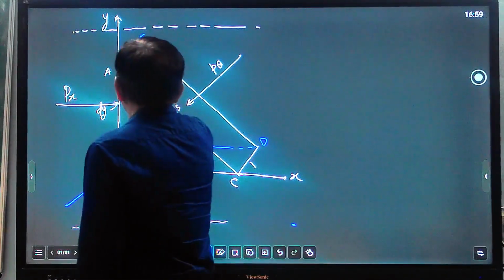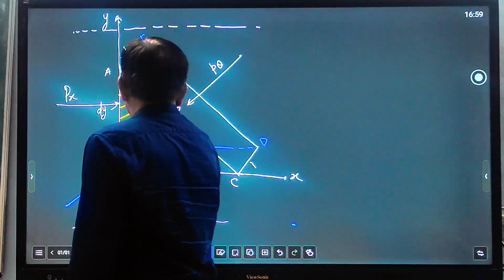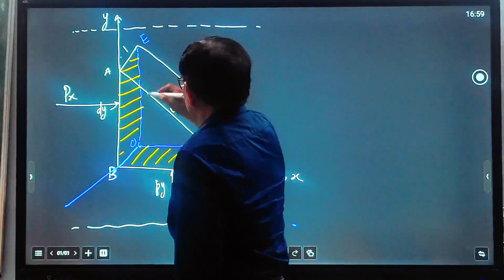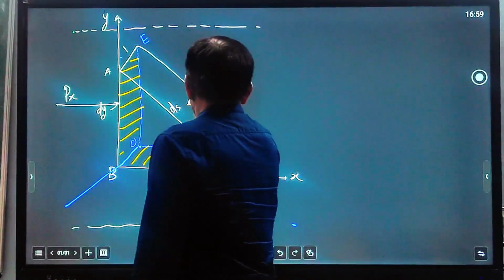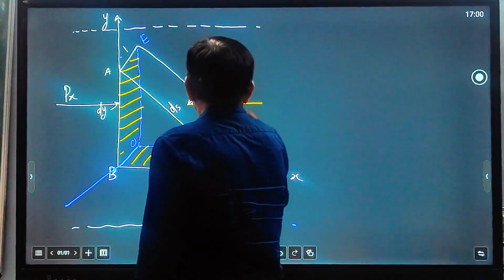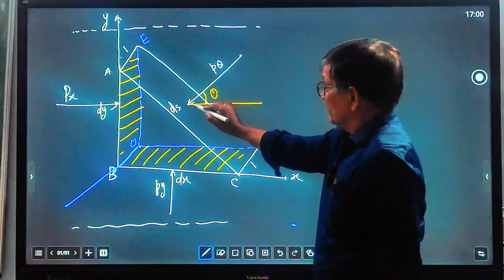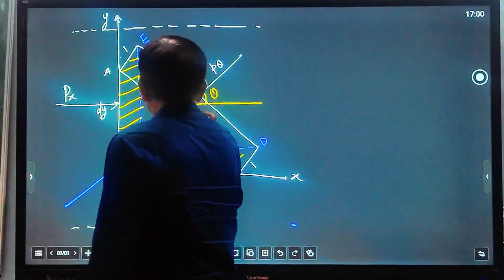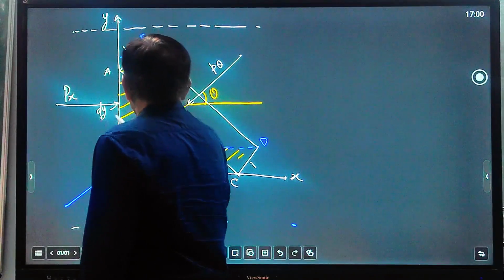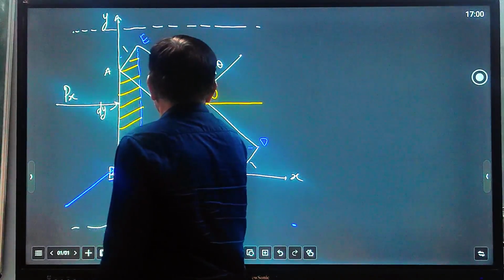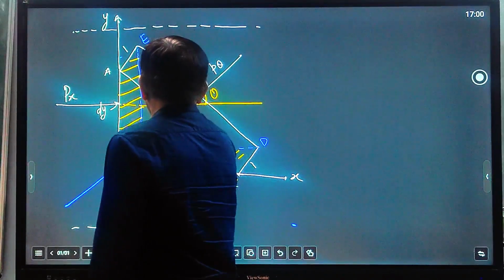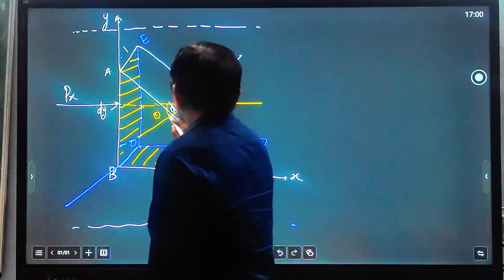Let us say this is an area, this is an area, and this is also an area. Acting at theta, you can resolve this P theta, at angle theta, acting on this surface at angle theta. So we extend this, and you see that this angle is theta, and this angle is also theta, and here this angle is theta, this is also theta.